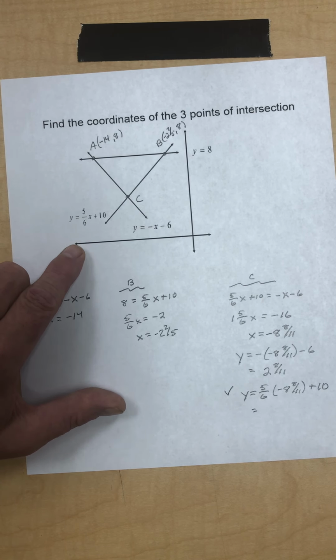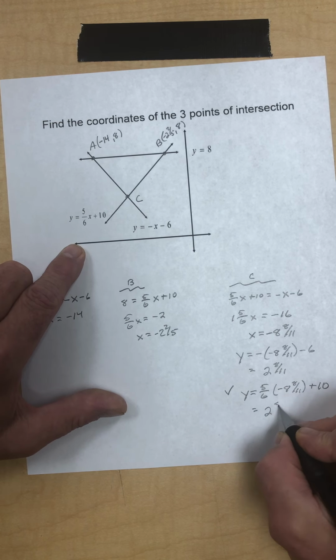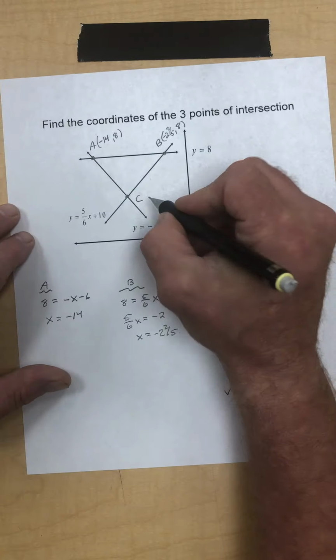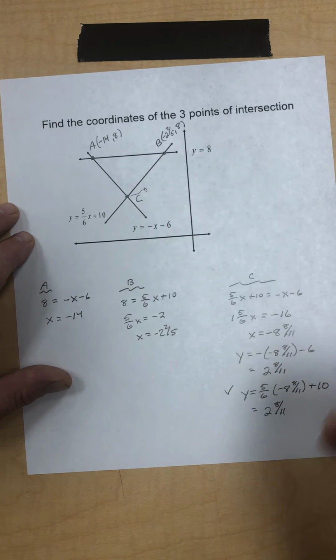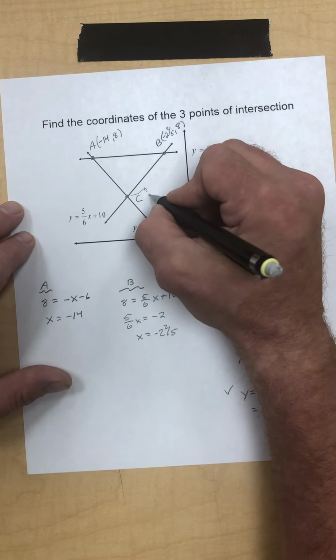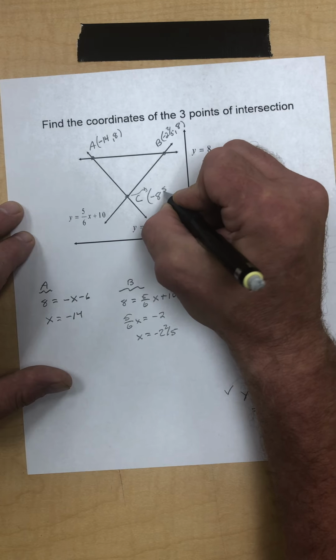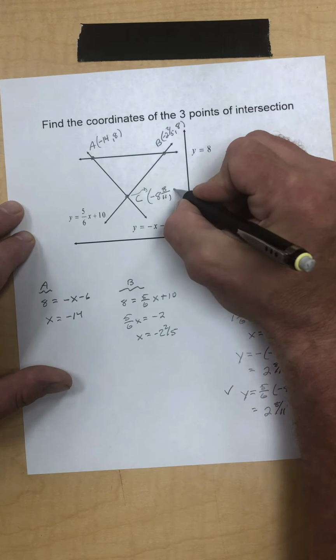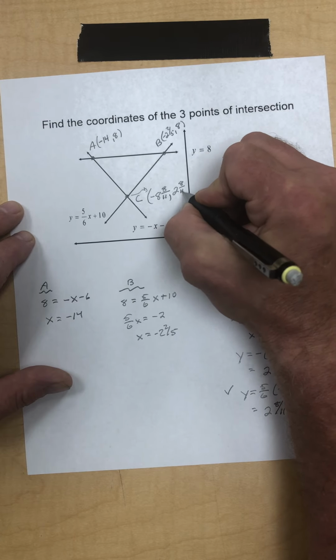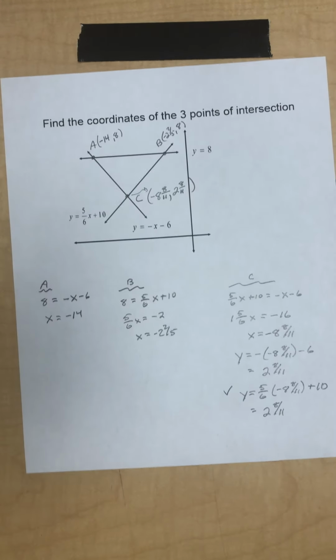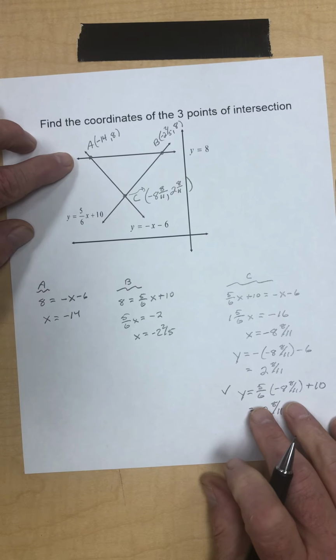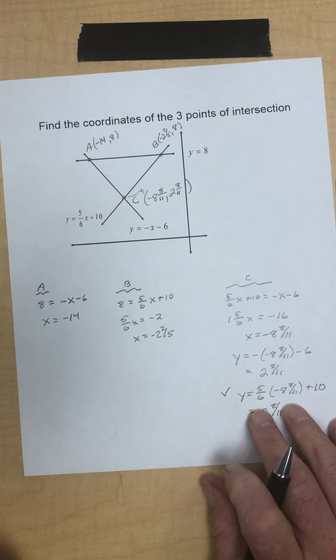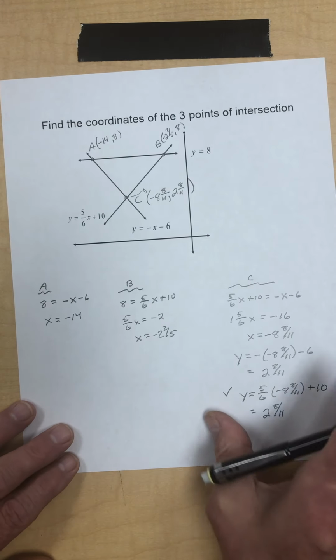And I get 2 and 8/11. Okay, so everything matches up. So C right here, my x coordinate is negative 8 and 8/11, and my y coordinate is 2 and 8/11. So we're good. Having that horizontal line really helps out. It cuts out a lot of work over here.